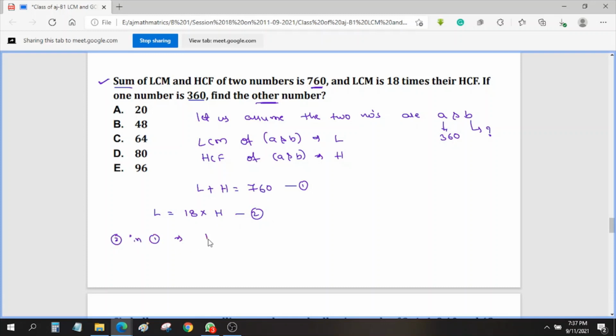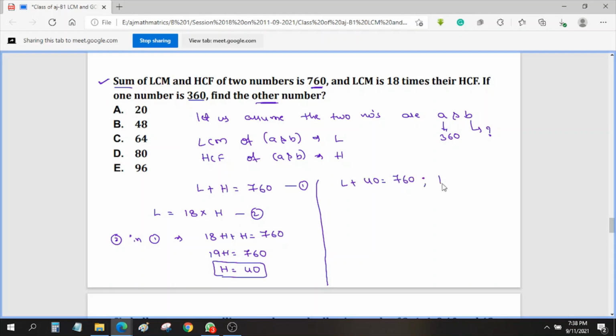So from that, what we can get? 18H plus H is equal to 760. 19H is equal to 760 and H is equal to 40. Okay, 19 fours are 760. That is the HCF. So after knowing HCF equals 40, L plus 40 equals 760.